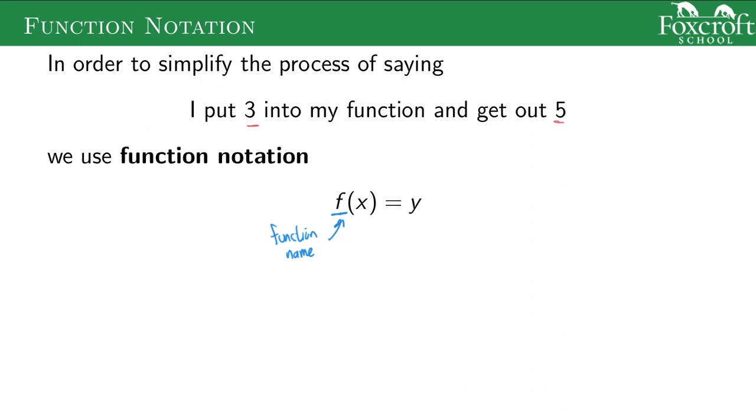but we'll see in trig, we have things like sine of x. So sine is the whole name of the function. That's our function name. The thing in parentheses is our input. We put our input into our function, and then we get an output. So for the example I wrote up here in words, that would be f of 3 equals 5. I put 3 into my function, and that gives me out 5. So that's the basics of function notation.